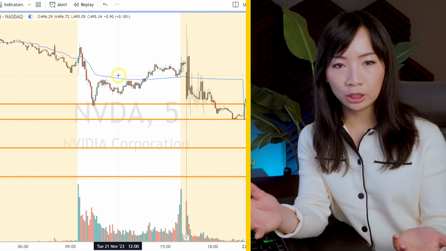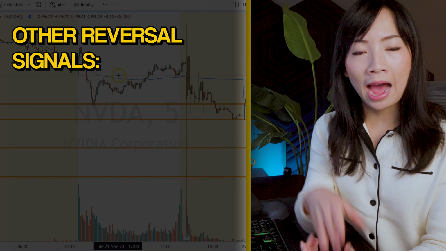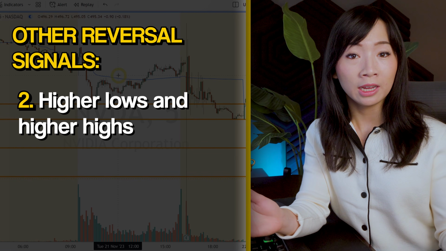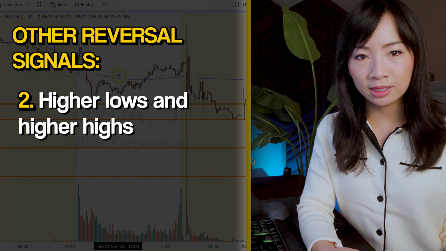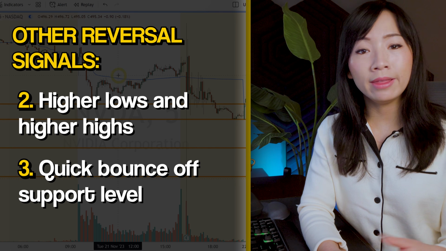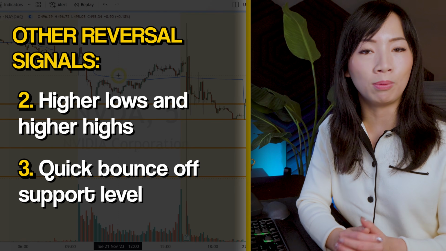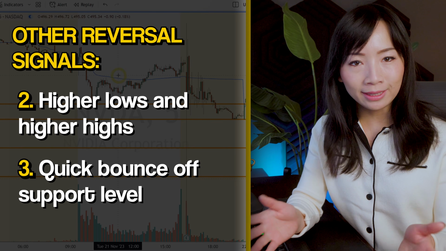A couple other ways to look for reversals can be higher lows and higher highs on the 2-minute or 5-minute chart, or some people even use 10 minutes, that's fine too. Or another way is to see whether the stock really quickly bounced off that support area, and that would be price action.